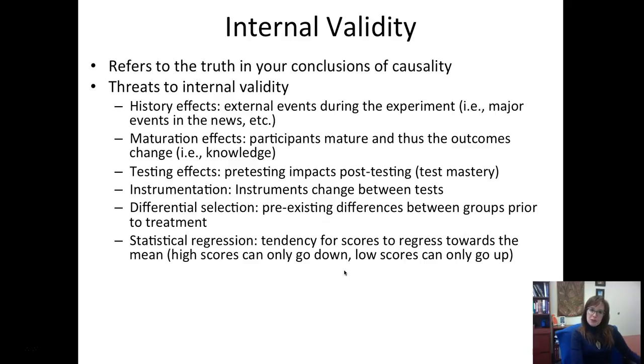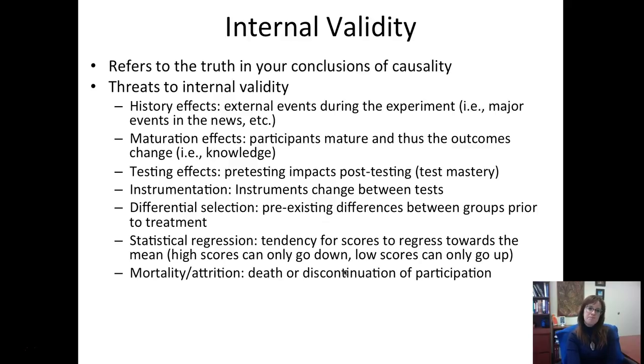Statistical regression, or what's sometimes known as regression to the mean. This is a tendency for scores to move towards the mean. So very high scores can only go down, and very low scores can only go up. And so when we have these extreme ends, they can only move in that one direction. So there's this tendency for that, and so that can impact the conclusions that we make about the change in those scores.